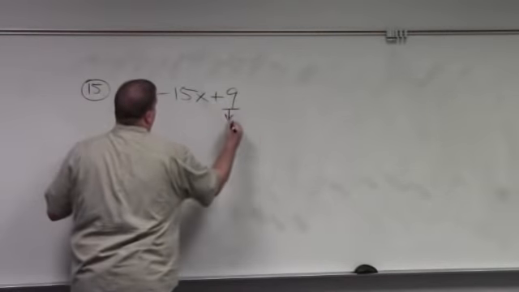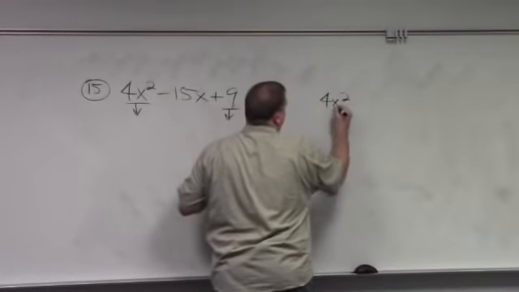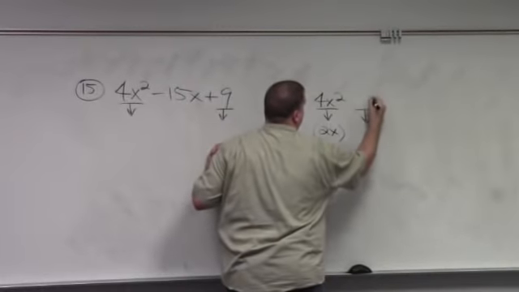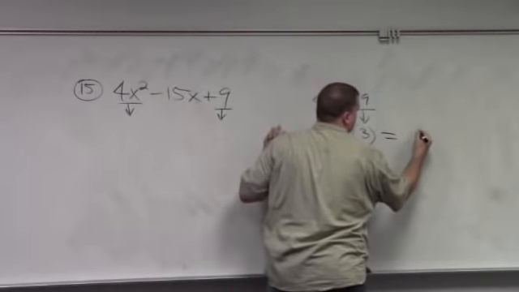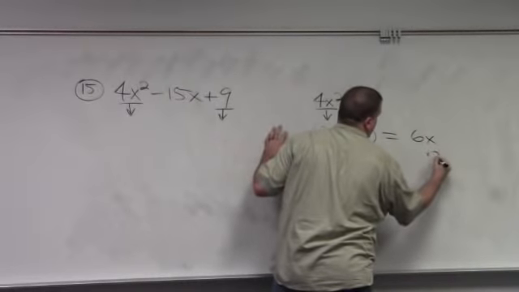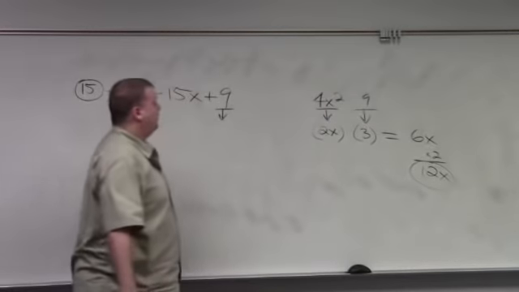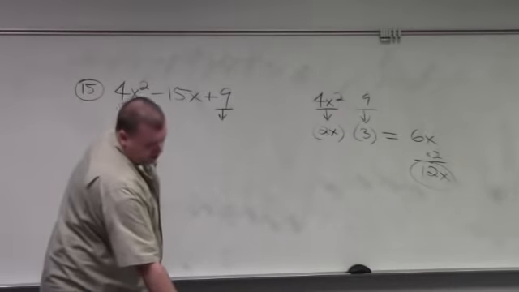So we're looking at our front and back ends, which are perfect squares. So 4x squared, what's the square root of 4x squared? 2x. What's the square root of 9? 3. So 2x times 3? 6x, and if I double that, 12x. Does that match my middle term? No. So it's not a perfect square trinomial. It has to do that check. Even though our front and back ends are perfect squares, it does not necessarily mean it's a perfect square trinomial.